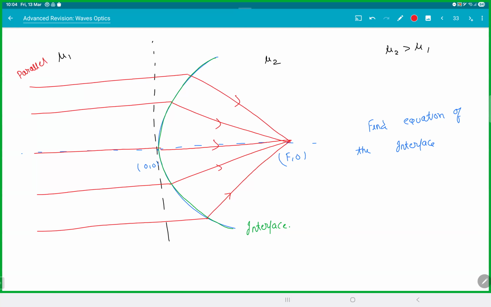The idea is this, okay? Since the light rays are coming from infinity, and when they're meeting at one point, the path difference must be same. The time taken for all the light rays from infinity to F must be same. That's why they're meeting there. Now go ahead.